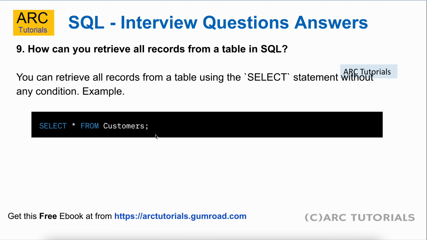How can you retrieve all records from a table in SQL? You can retrieve all records from a table using the select statement without any condition. You can just run a wildcard, which is a wild character: select star from customers means return all the records from the table customers.